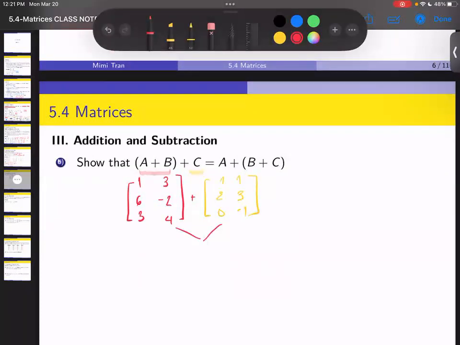Let's add them together. 1 plus 1 is 2. 3 plus 1 is 4. 6 plus 2 is 8. -2 plus 3 is 1. 3 plus 0 is 3. 4 plus -1 is 3.